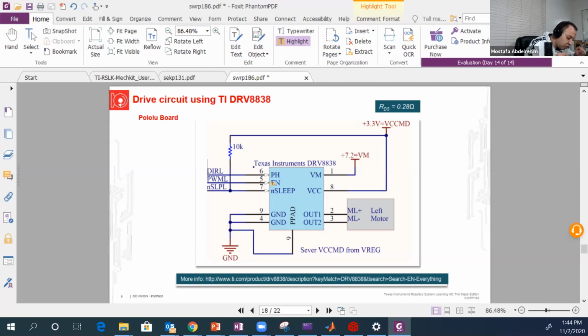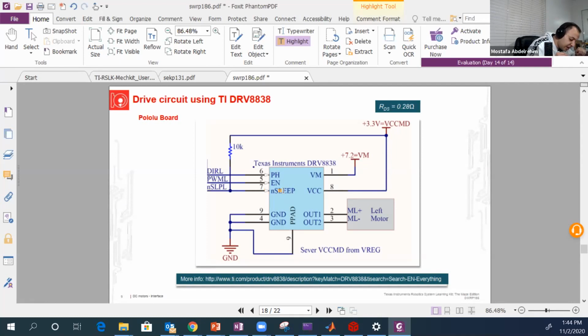The second pin is called the enable pin. Forget about its name. This pin, in the future, just after 2 or 3 lectures, we will use it to control the speed of the motor. But for now just put it as 1, and that will make the motor run at its full speed.